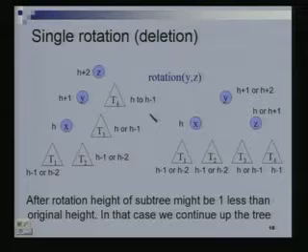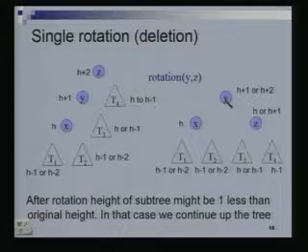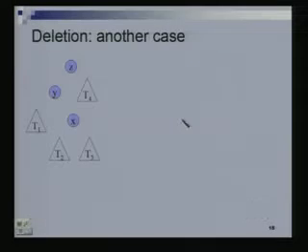Good. So after rotation, the height of the subtree might be 1 less than the original height. In that case, we have to continue up the tree. Might be, you understand, might, because it could not have reduced, in which case we can just stop. So this is single rotation. In the case when this was the picture, Y was a left child of Z and X was a left child of Y. But we could have this kind of a picture, that X is a right child of Y.